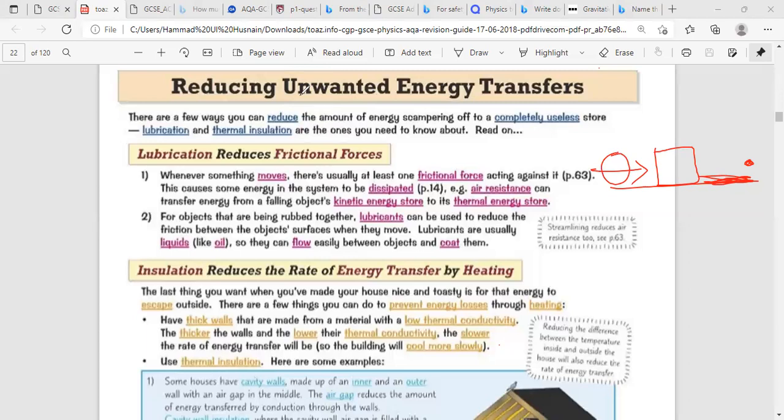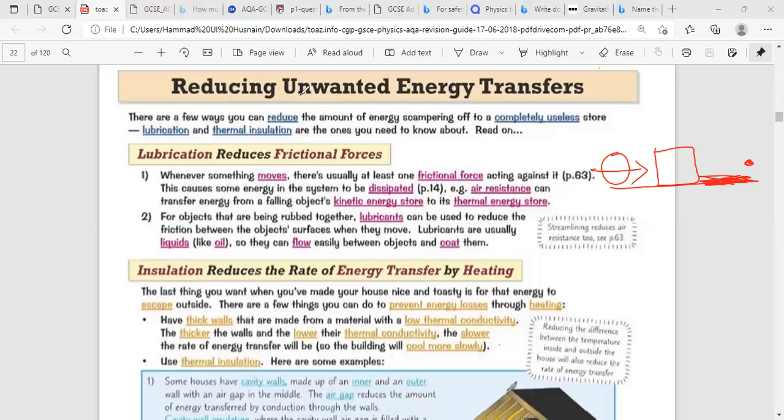So how is this happening? Because this lubrication or this oil reduces the energy losses. So this is why we can easily move this box. So are you getting my point from this example, how we can reduce the energy losses through friction? Yes, it just smooths out and reduces the friction.